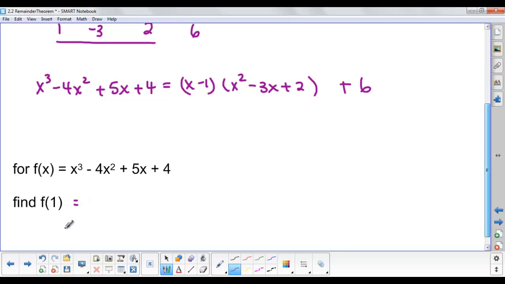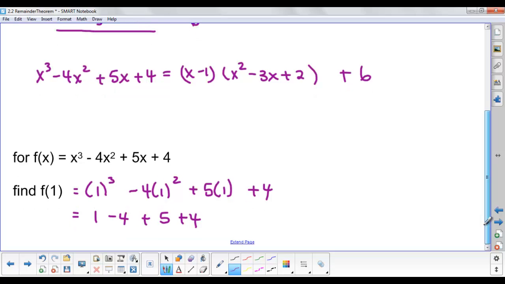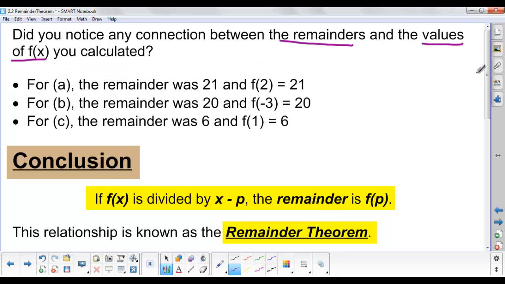Okay, so let's sub in our test root, which was positive 1. So we end up with 1 cubed minus 4 times 1 squared plus 5 times 1 plus 4. So 1 minus 4 plus 5 plus 4 gives us 6. All right, so what kind of connections have you made between the remainders after we did synthetic division and the values of f of x when we sub in that test root? Well, you should have noticed that they're the same thing.